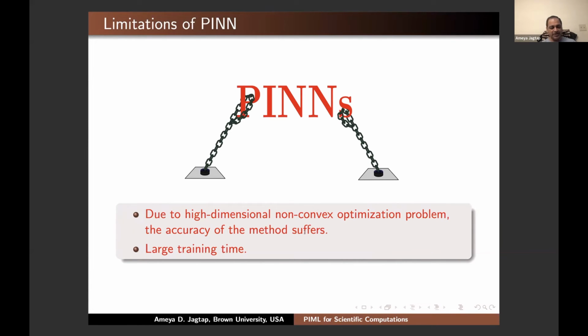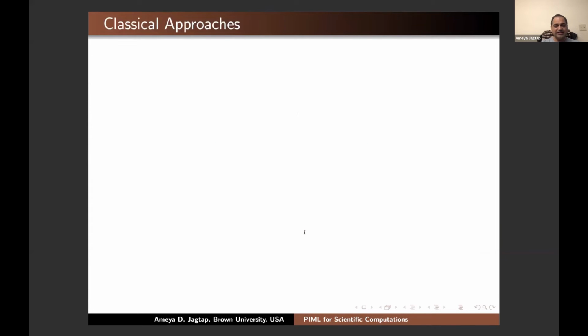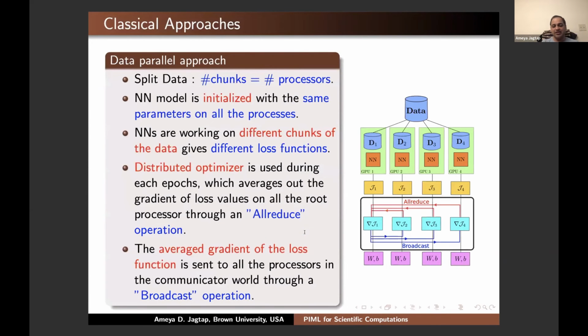And the second limitation is the large training time. In this work, we are trying to mitigate this large training time. There are classical approaches to do that. The first one is the data parallel approach, on the right-hand side. We have big data, and we split it into small datasets, D1, D2, D3, and D4, equal to the number of processors. We initialize a neural network model, denoted by NN, with the same parameters.